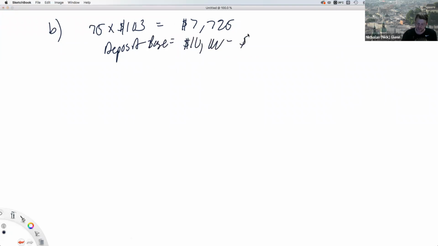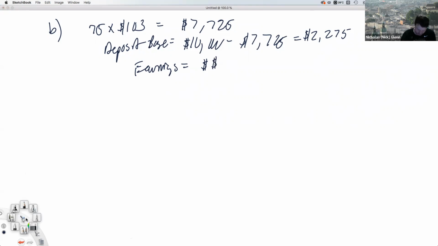10,000 minus 7,725. Okay. Well, this first question wants to know, what are the earnings the bank gets? Well, the earnings will be this remaining portion that's left here. I forgot to answer this. That's $2,275. This is what's remaining in the deposit base. So there you go.